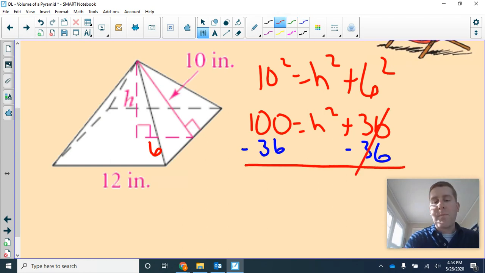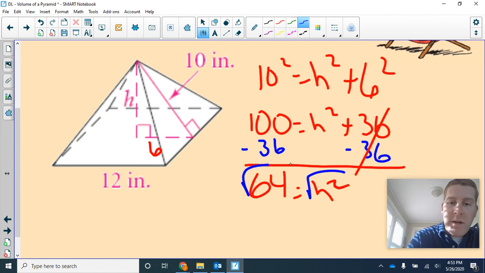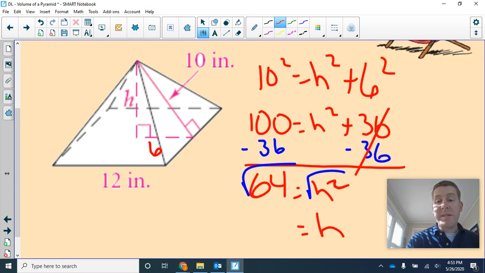Okay, cancels out. So 100 minus 36 ends up being 64. Okay, equals h squared. And then how do we undo squaring something? Square root. So we're going to take the square root of both sides of my equation, because when you square root a square, they undo each other, which will leave me with just h on the right-hand side. And we find the square root of 64, which is really nice because 64 is a perfect square. And the square root of 64 is 8, or -8.